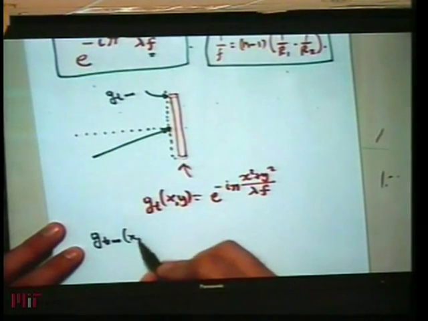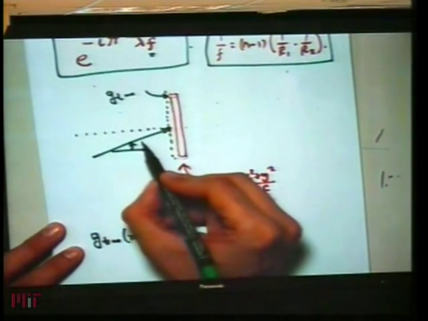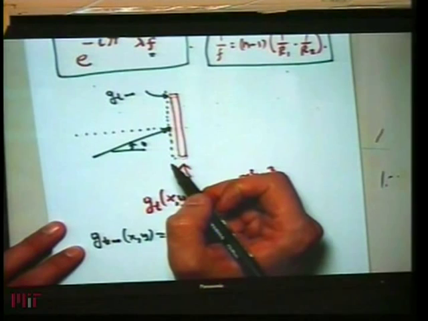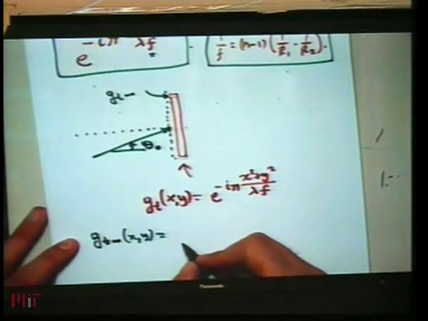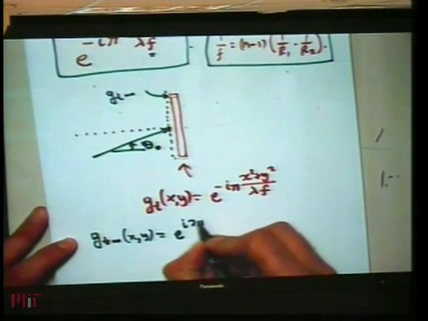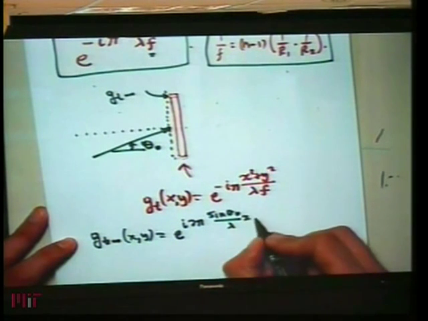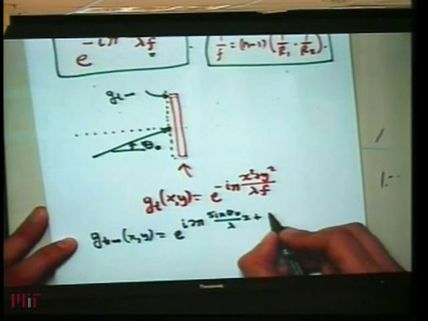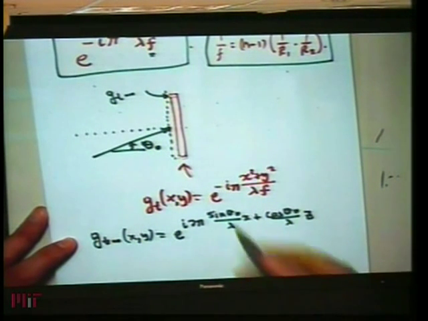Of x comma y. It is a plane wave. Let's call this angle theta, what did I call it? Theta naught. So since it is a plane wave, the proper expression is e to the i 2 pi sine theta naught upon lambda x plus cosine theta naught upon lambda z.